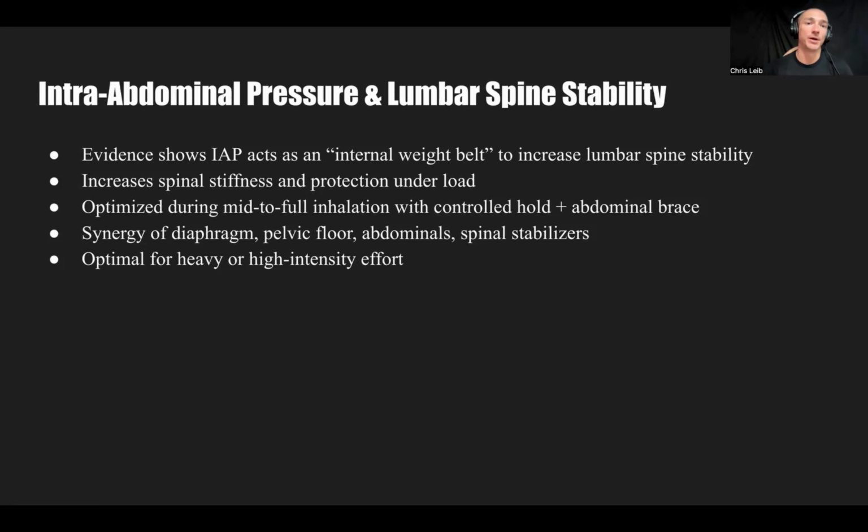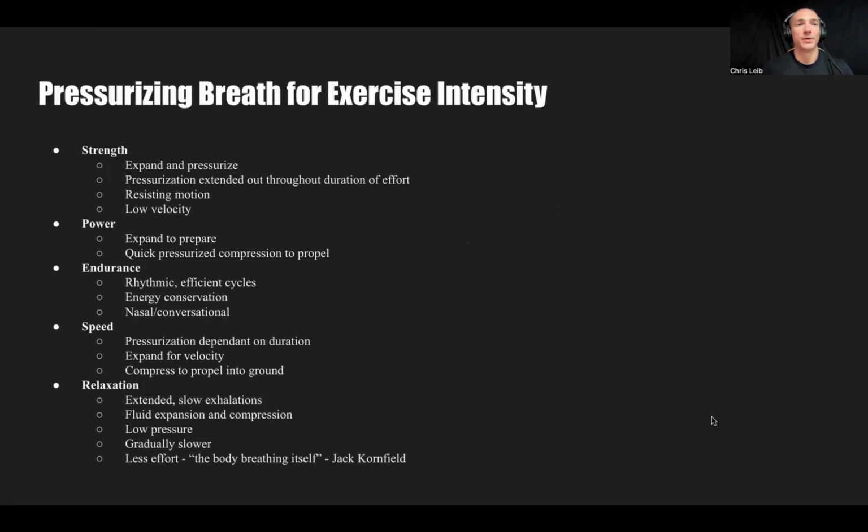We want to really optimize the ceiling and the floor of the abdominal area. You can think of the diaphragm as the ceiling, the pelvic floor would be more of the floor, and the abdominals would be like the front wall, and then you have the spinal stabilizers on the back that would be more of the posterior wall. So all of those are synergizing together to really trap this pressure at the time that it's needed most. And that's usually during the heaviest or the hardest part of a high intensity effort. And then we can manipulate breath even more depending on the intensity or the speed of movement.